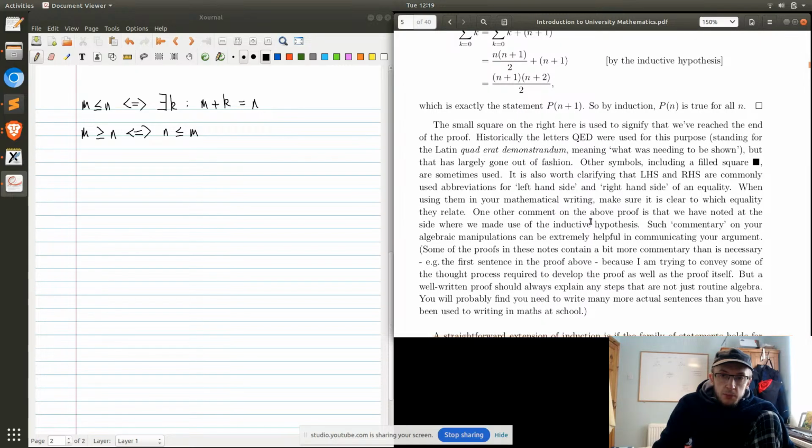One other comment on the above proof is that we have noted at the side where we have made use of the inductive hypothesis. Such commentary on your algebraic manipulations can be extremely helpful in communicating your argument. Some of the proofs in these notes contain a bit more commentary than is necessary, for example the first sentence in the proof above, because I'm trying to convey some of the thought process required to develop the proof as well as the proof itself. But a well-written proof should always explain any steps that are not just routine algebra. You will probably find you need to write many more actual sentences than you have been writing in maths at school.